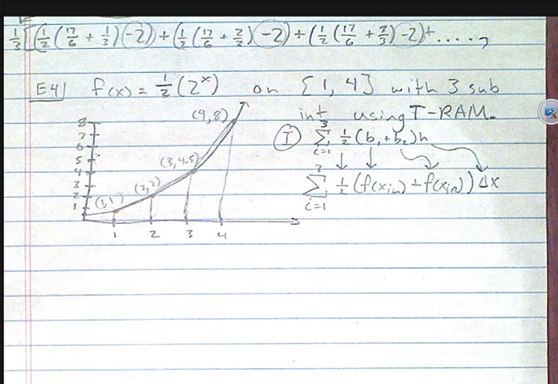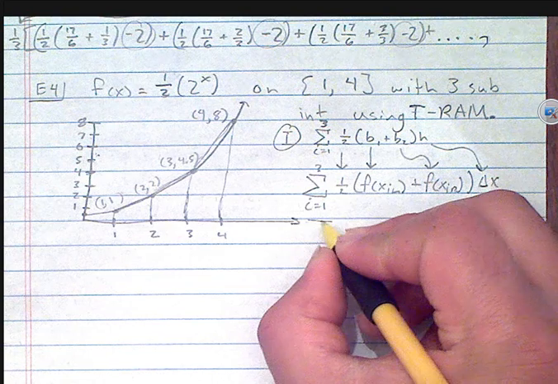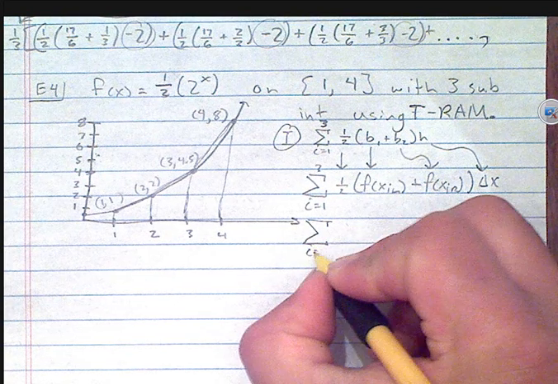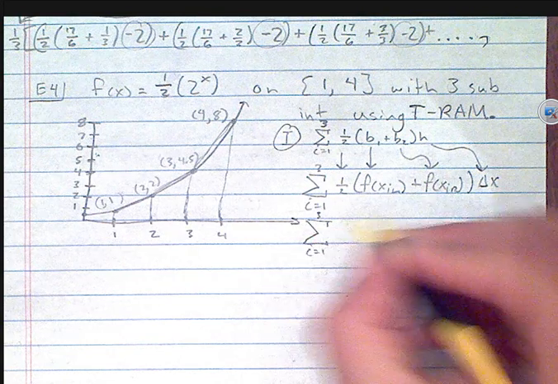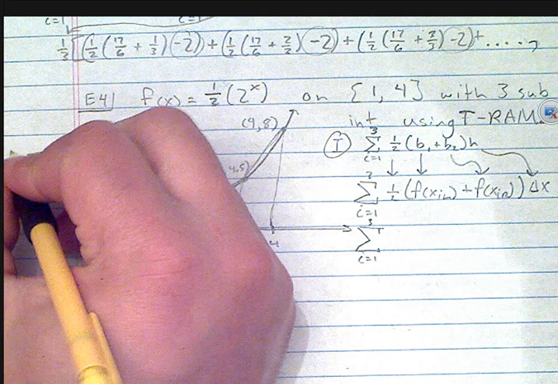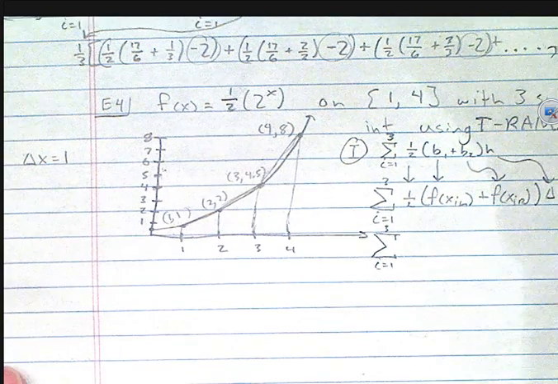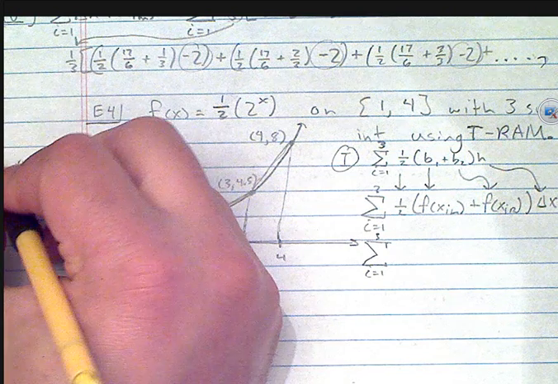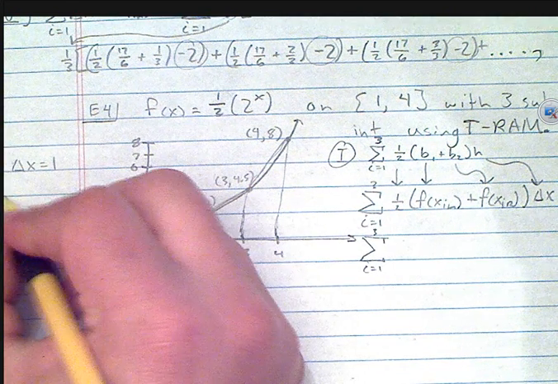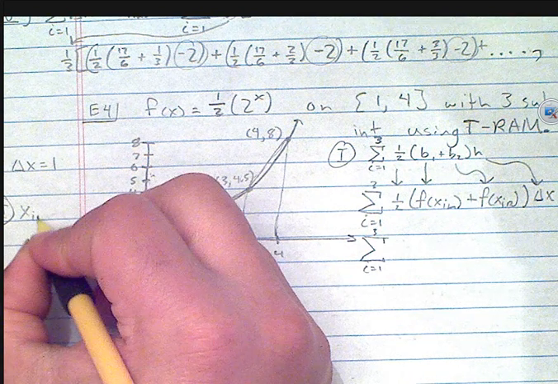Well, we already know delta x. We don't even need to use the formula really, because we already know that's 1. So I'm starting my next step, but I'm going to go ahead and work out delta x. I know delta x is equal to 1. Okay, that's step 1. Step 2, I need to find x of IL and x of IR.